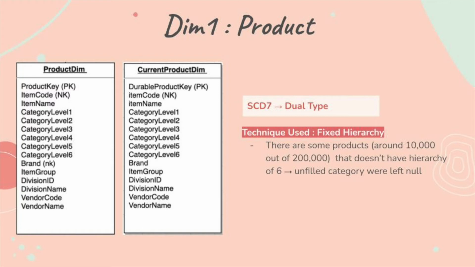in some category levels. We decided to use SCD7 or the dual type for this dimension, which means that we create another dimension which is the current product dim to help keep track of the current product. And when there's a change to any of the attributes in this dimension, a new row will be appended.